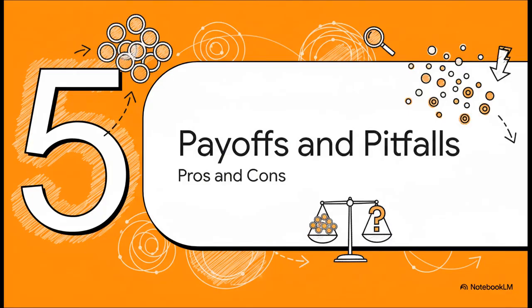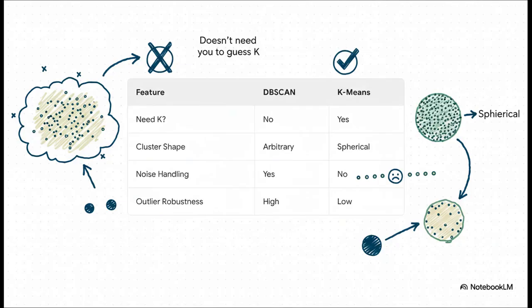Okay, that's how it works in theory, and it sounds pretty great, right? But what are the real-world trade-offs? In this last section, let's take a look at the payoffs and pitfalls of using DBSCAN. Looking at this table really makes the differences pop. With DBSCAN, you don't have to guess how many clusters there are beforehand, unlike k-means. It can find any shape, it automatically deals with noise, and it's way more robust against outliers that would totally throw off a model that's based on finding centers.